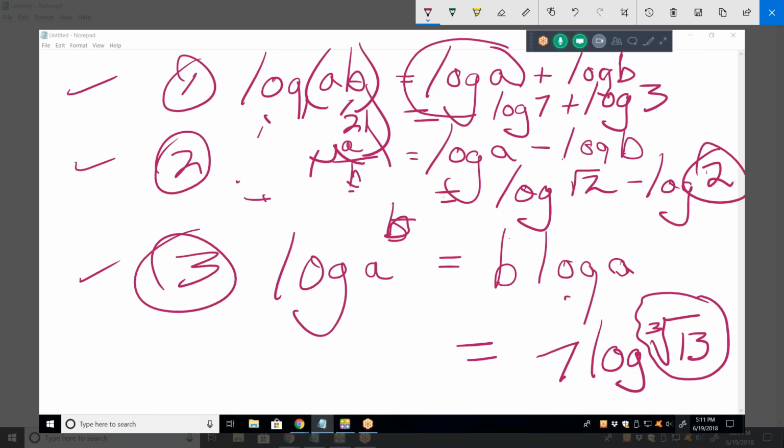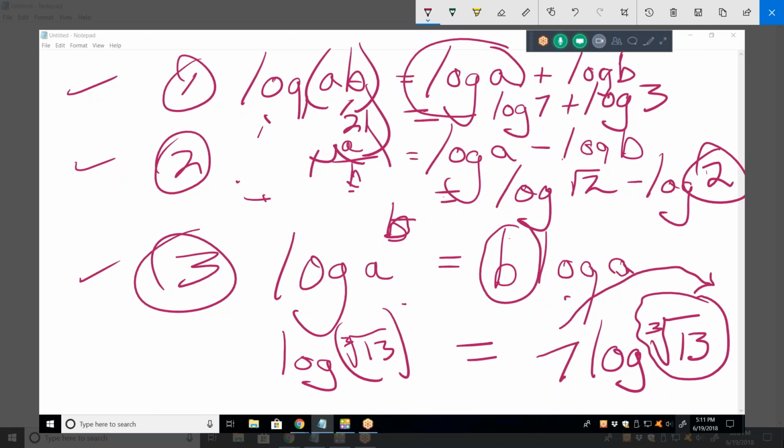So would I have to bring that cube root of 13 to the left side? No. What you want to do, you want to take that b. See that b? Yes, I see 7. 7. You want to move it to the exponent. So it becomes the log of the cube root of 13 to the 7th power. And now I can simplify that. How does that simplify?